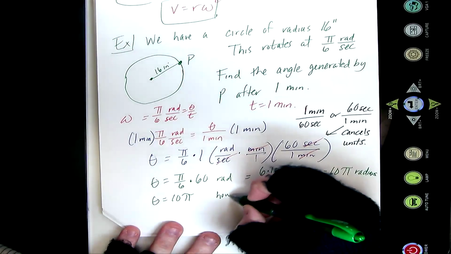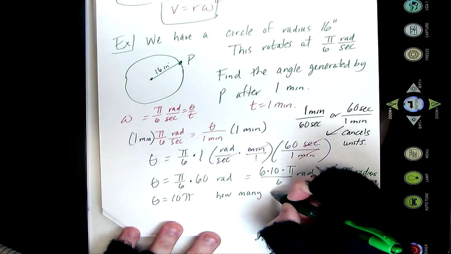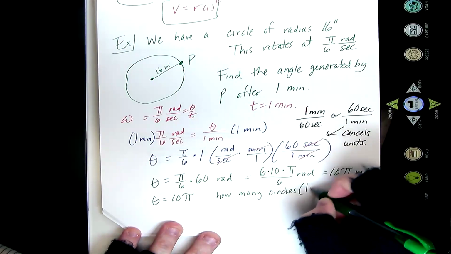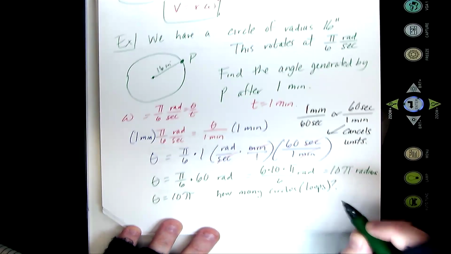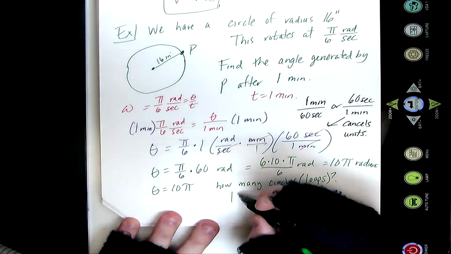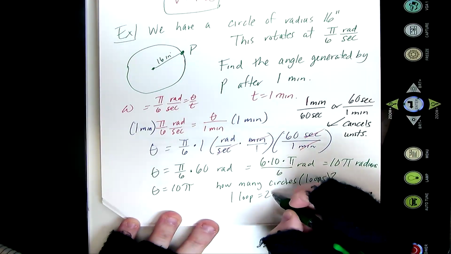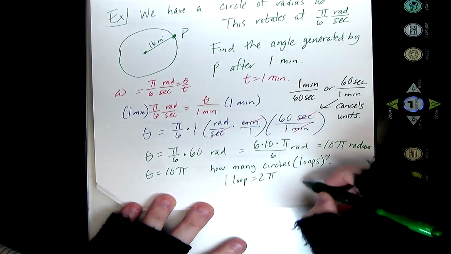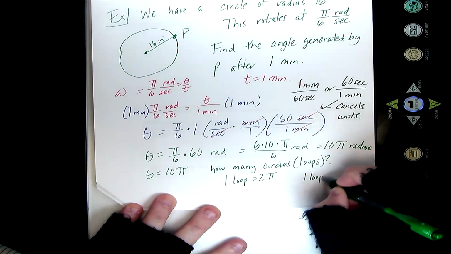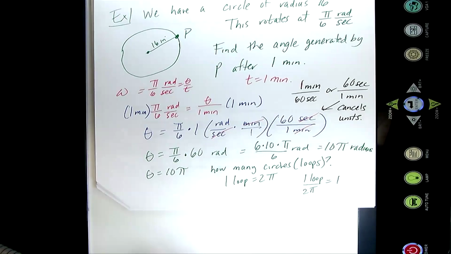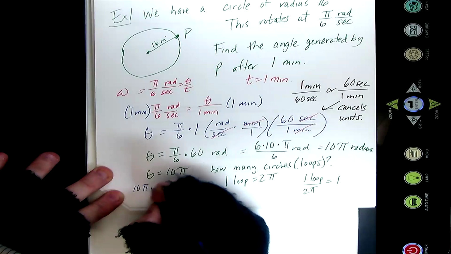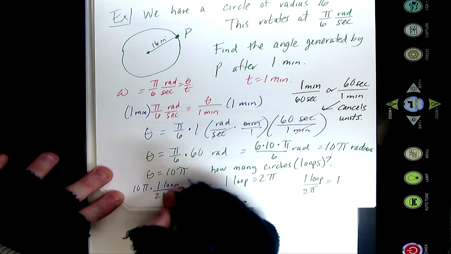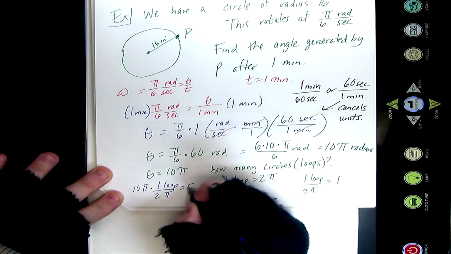How many circles is that? Or how many loops? How'd you get that? 1 loop equals 2 pi. So I could say that 1 loop over 2 pi equals 1, if I divide both sides by 2 pi. And so you just multiply that: 10 pi times 1 loop over 2 pi, we get 5 loops.